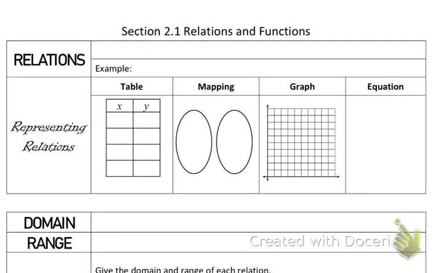So we're just going to start with some relations. Well, a relation is really just an input and an output. A more mathematical way is it's a set of ordered pairs. Ordered pairs, or pair, it can even be one pair, but we'll go with pairs.